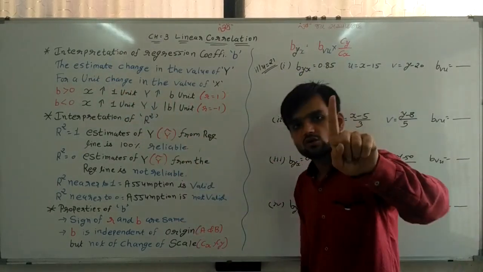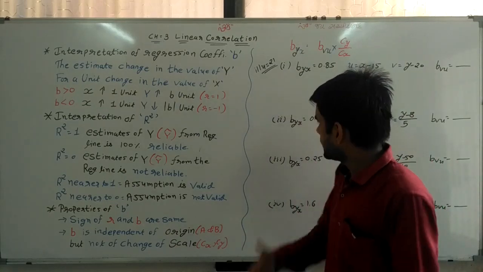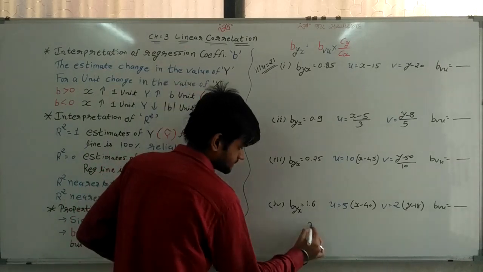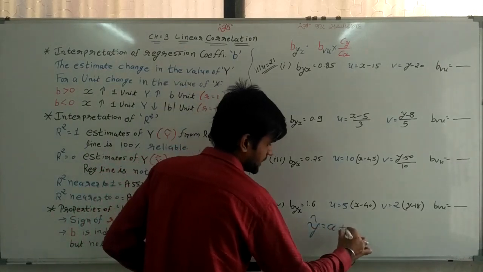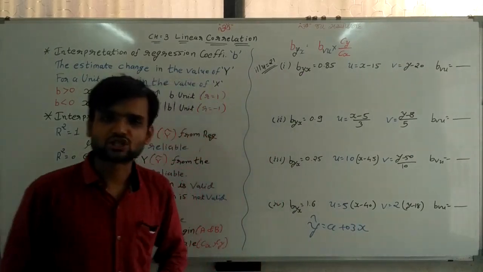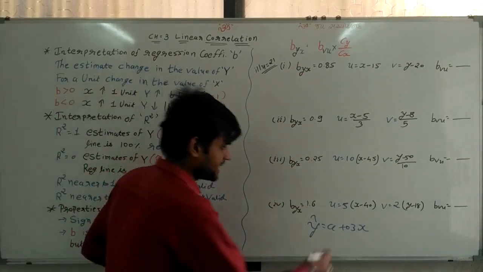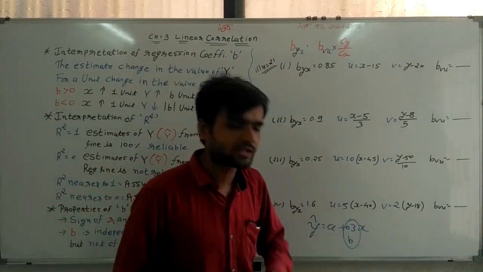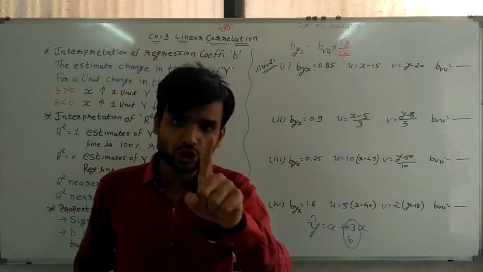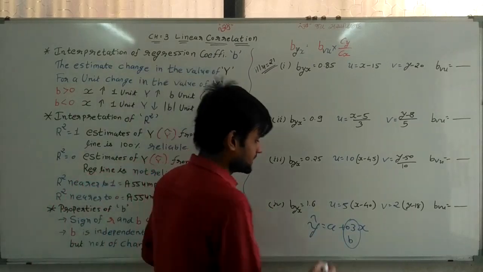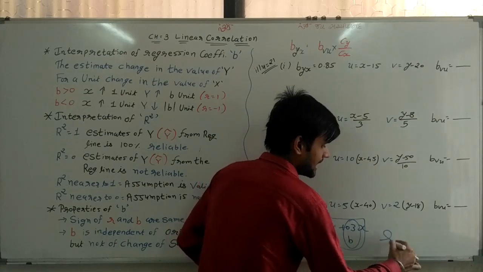Suppose I have the regression line y cap is equal to a plus 0.3x. Here I can say this 0.3 is the value of b. This value of b is greater than 0, and greater than 0 means at that time r is equal to 1.